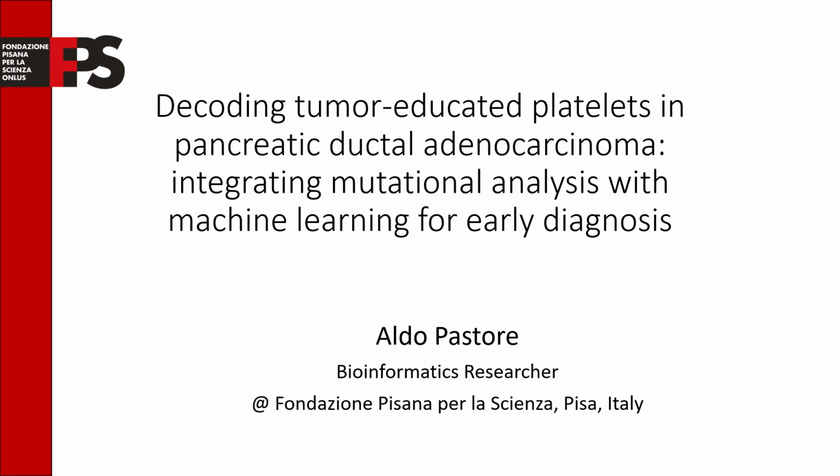Hi everyone, I'm Aldo Pastore, bioinformatics researcher at Fondazione Pisana per la Scienza, a research foundation in Pisa. And the project I'm going to present to you is named Decoding tumor-educated platelets in pancreatic ductal adenocarcinoma, integrating mutational analysis with machine learning for early diagnosis.